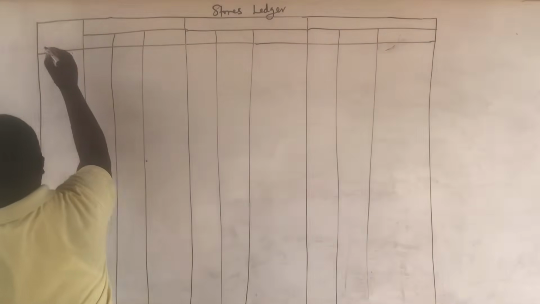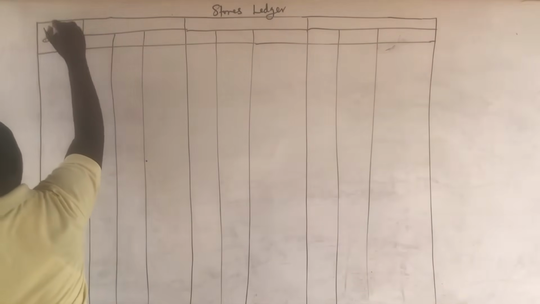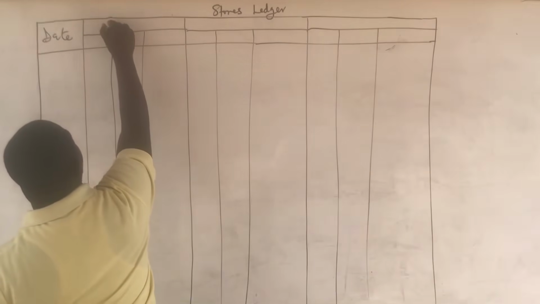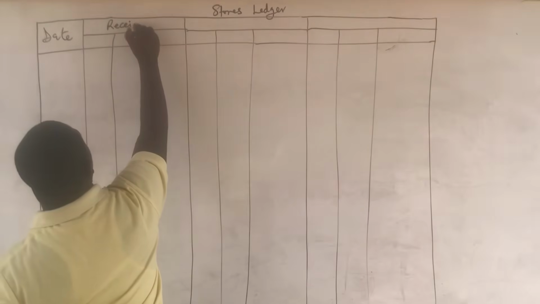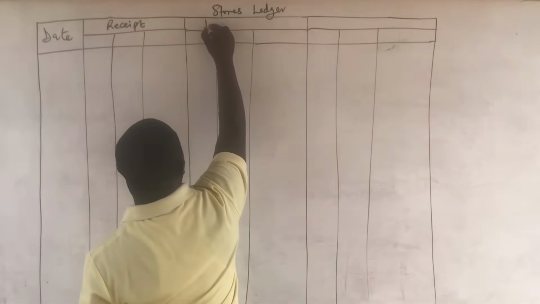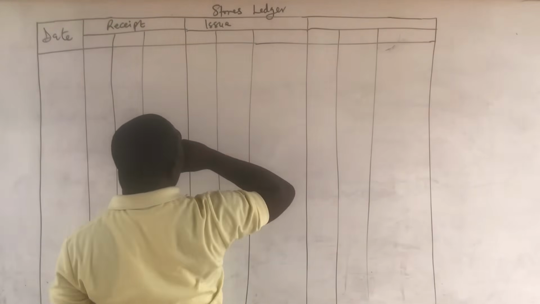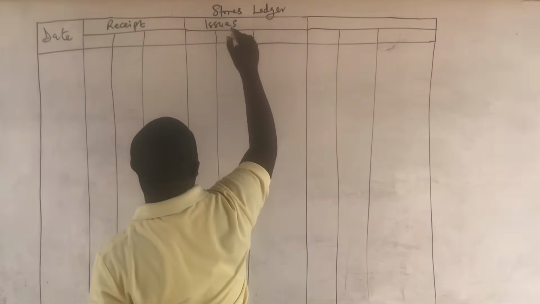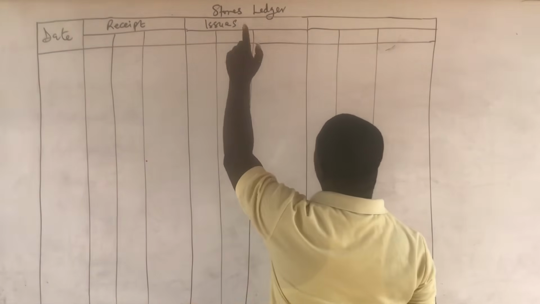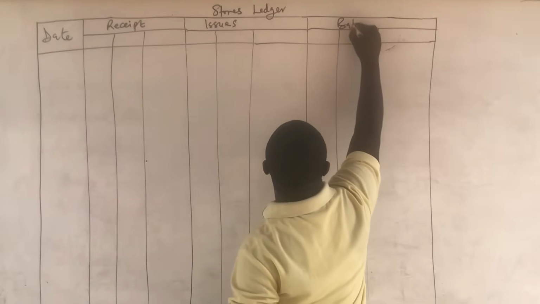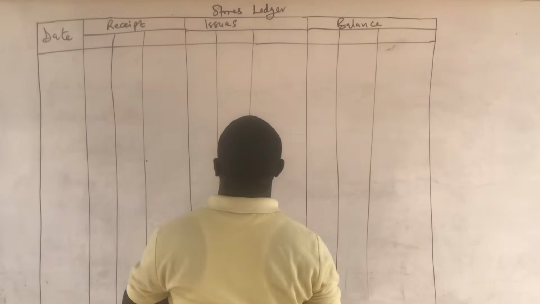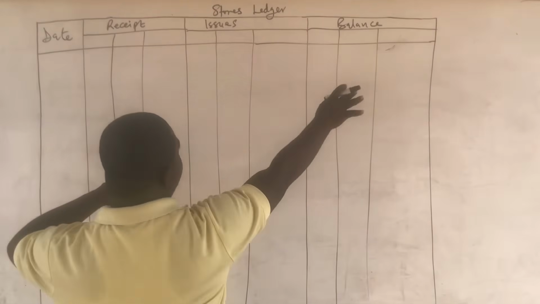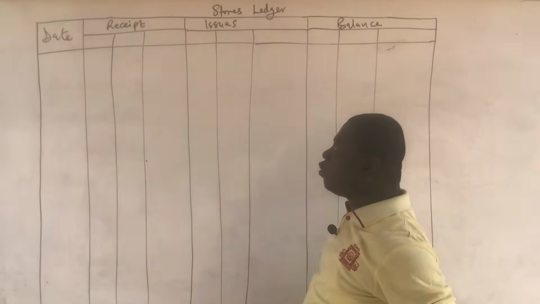This column will be the date column. And then we'll call this the receipt column, and then the issues column, where we issue out, and the last column will be the balance column. So we have 3 columns with receipt, issues, and balance, and the date for all of them.